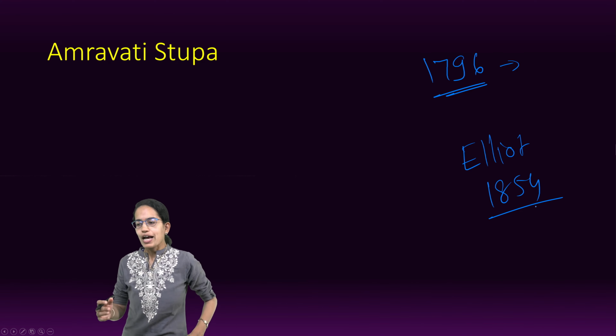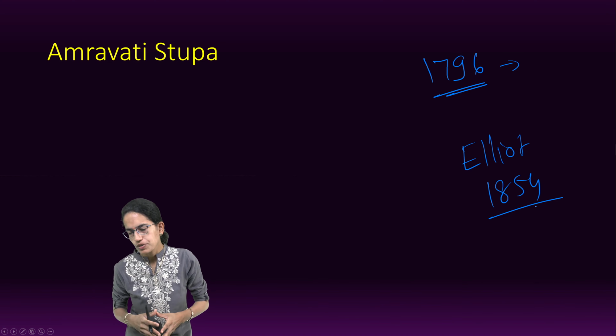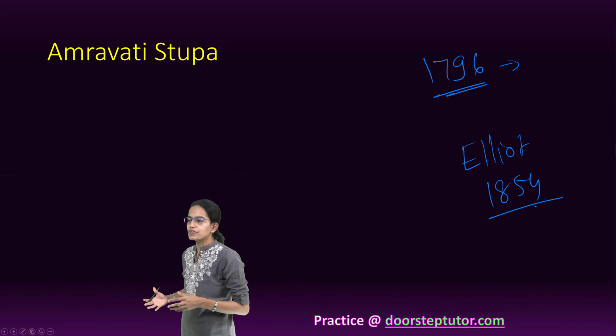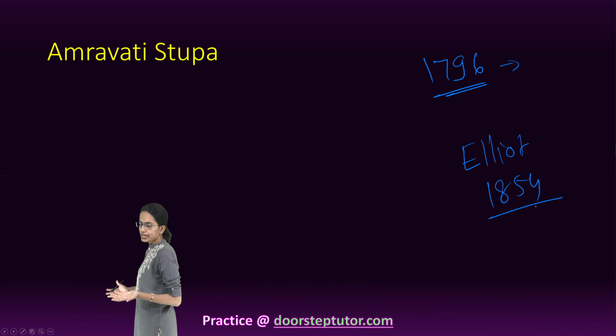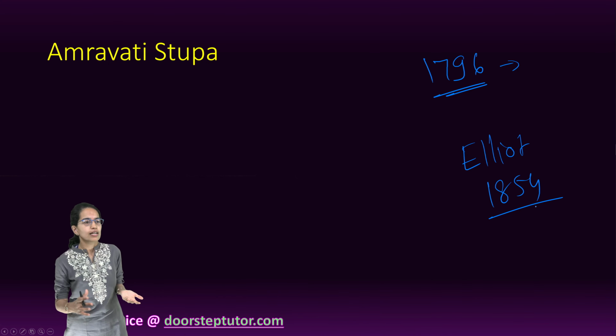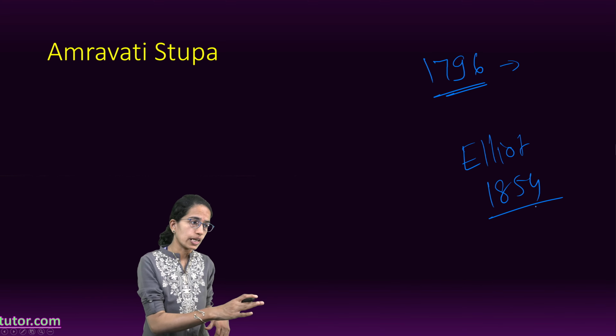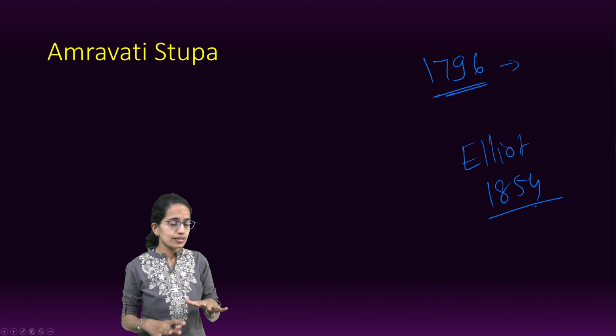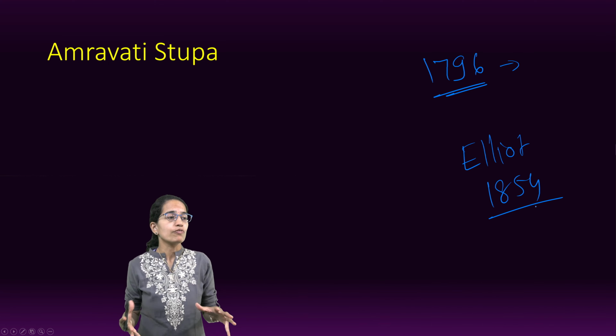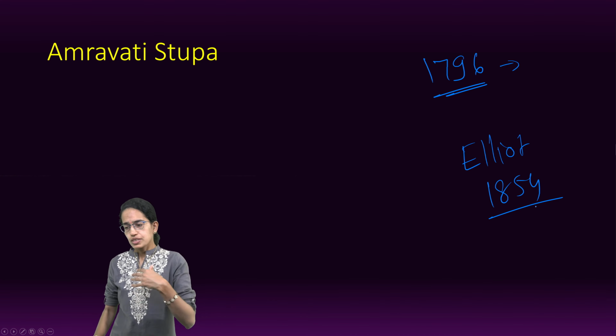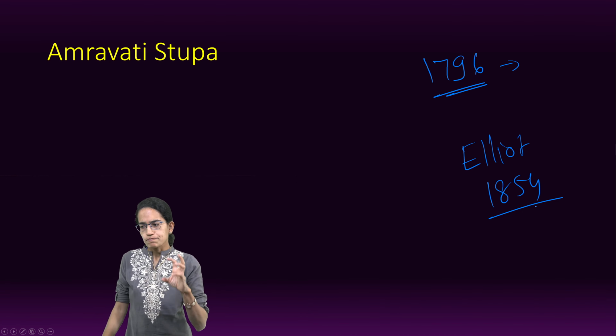And then during the 1850s, some of the slabs from Amravati were also taken to the Asiatic Society of Bengal at Calcutta. They were also taken to the office in Madras. Some were taken to London, and as a result, the original sanctity of Amravati could not be maintained. The stupa could not be maintained.